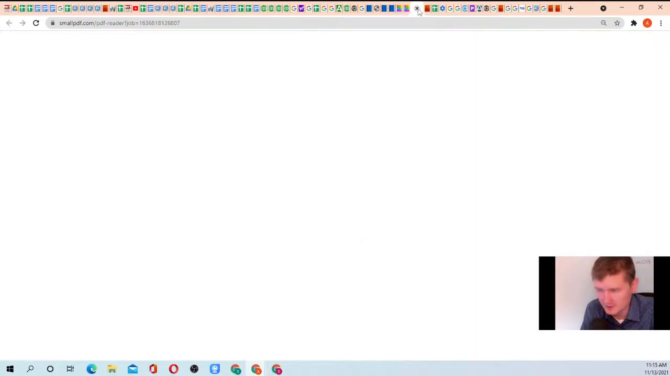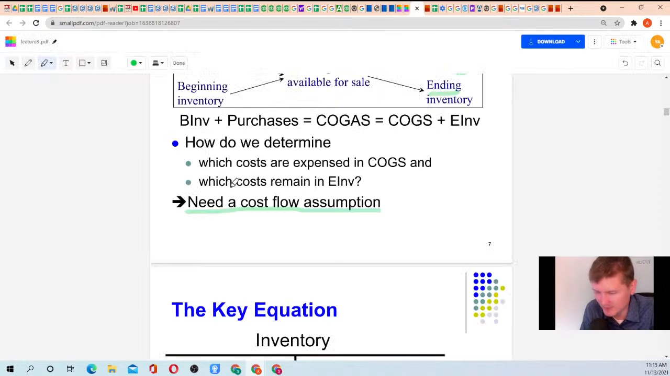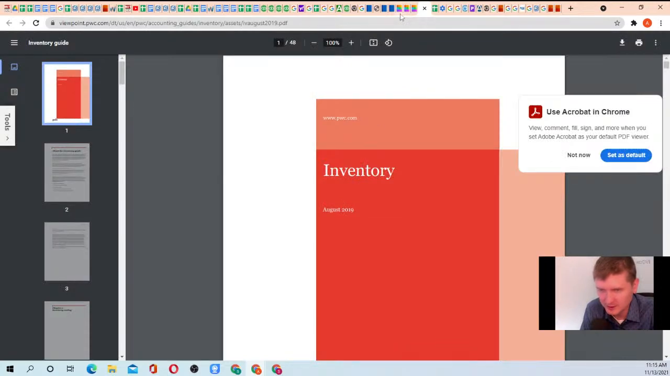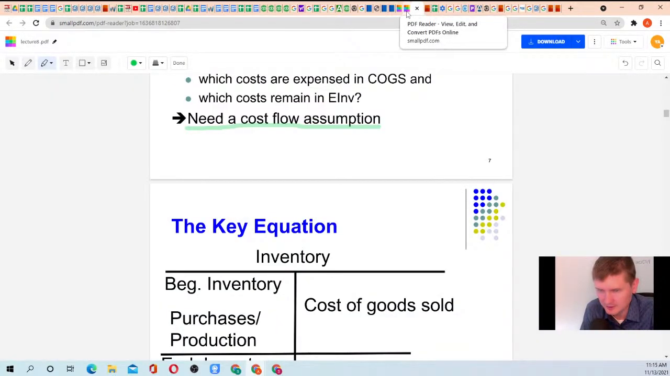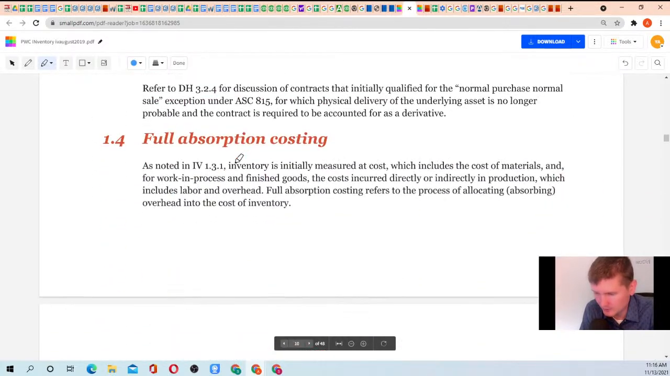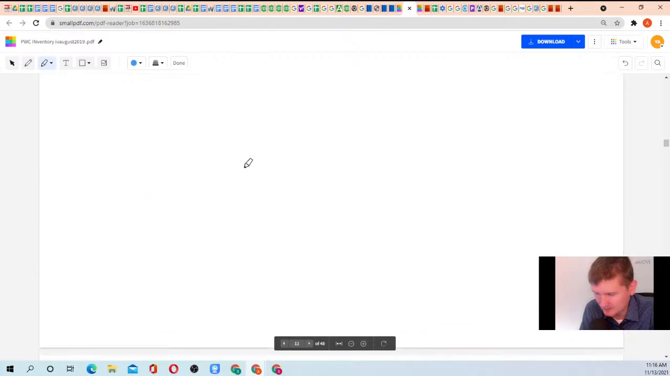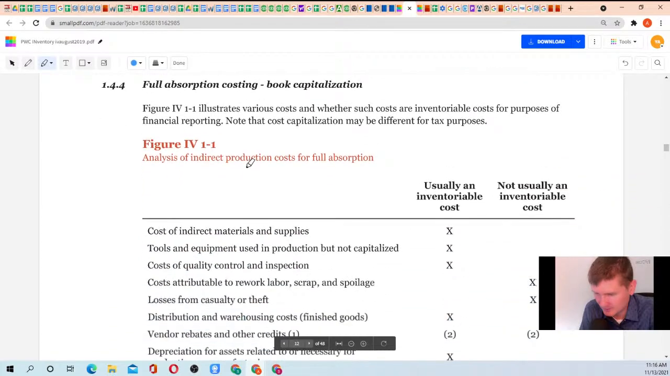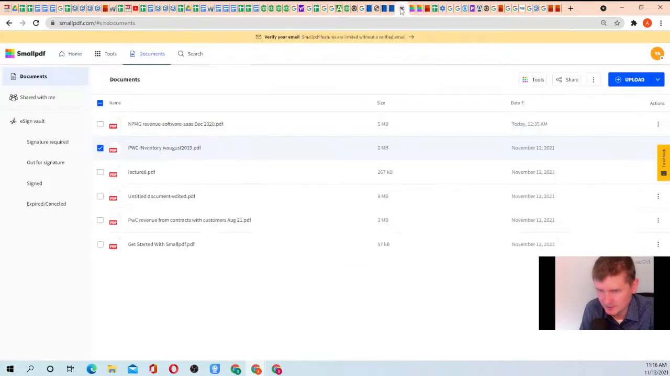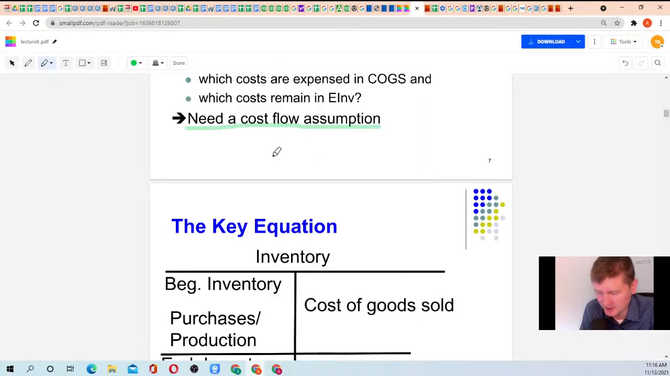Okay, let's switch back to our, okay, we stopped at cost flow assumption here. Let's move to full absorption costing. Let's move on to the presentation, and then we will go back to the standard.